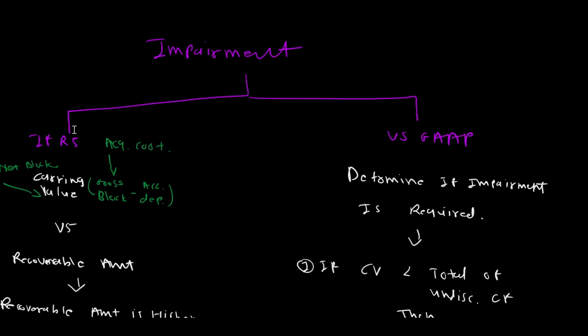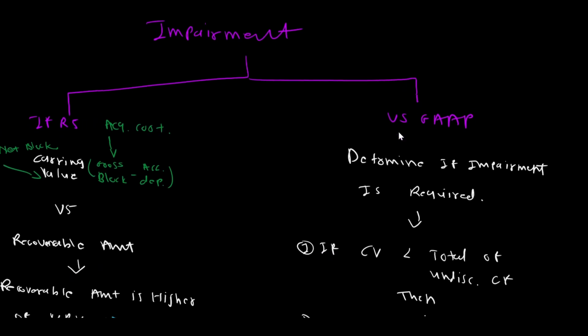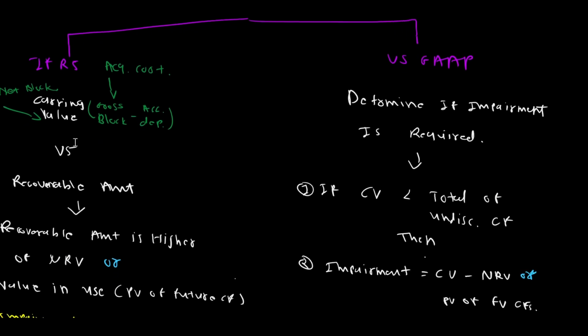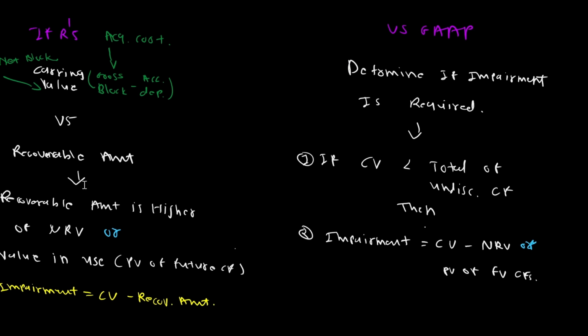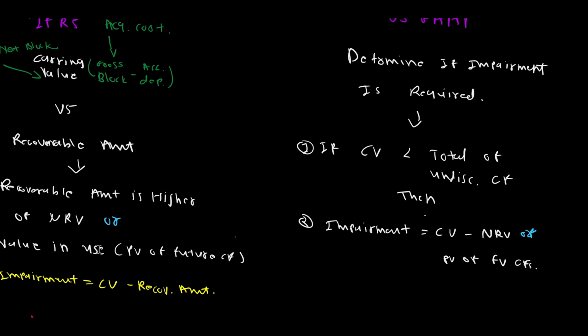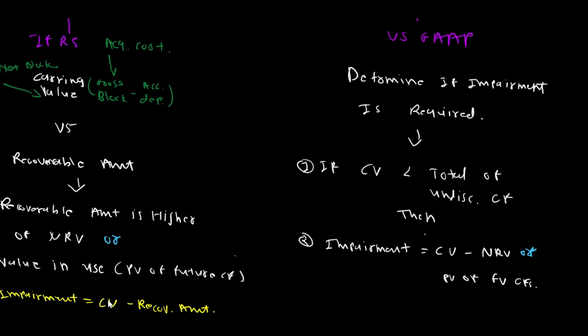For impairment, IFRS and US GAAP have different rules. For example, if you are doing the accounting under IFRS, you need to check the carrying value versus the recoverable amount, and the higher of the two will be used for the impairment. For example, if my carrying value is more than the recoverable amount, I will show the differential amount as impairment. So my impairment will be carrying value minus recoverable amount, the higher of the two.